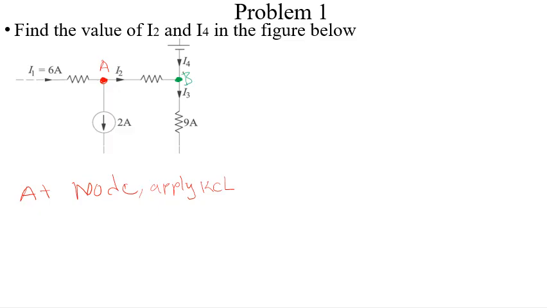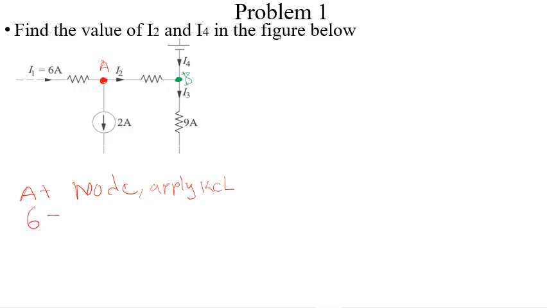So at node A, we realize that I1 is entering, which is equal to 6. Since I1 is entering, we also come to this side and we see that I2 is leaving and these two arms are also leaving.